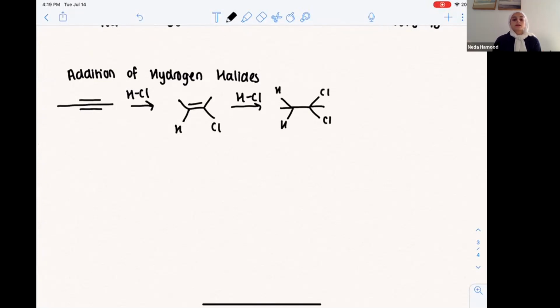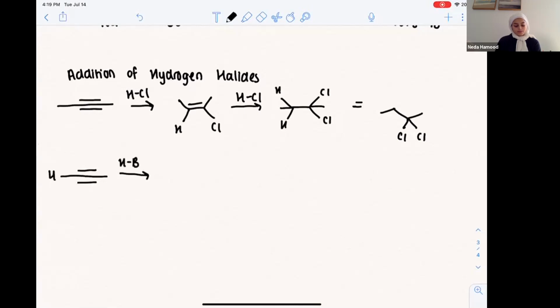So then the final product, without actually drawing it with those hydrogens, and I'm not making it straight anymore because you don't have to. That's what it looks like, but let's say that we have a terminal alkyne. So we have that hydrogen over there.